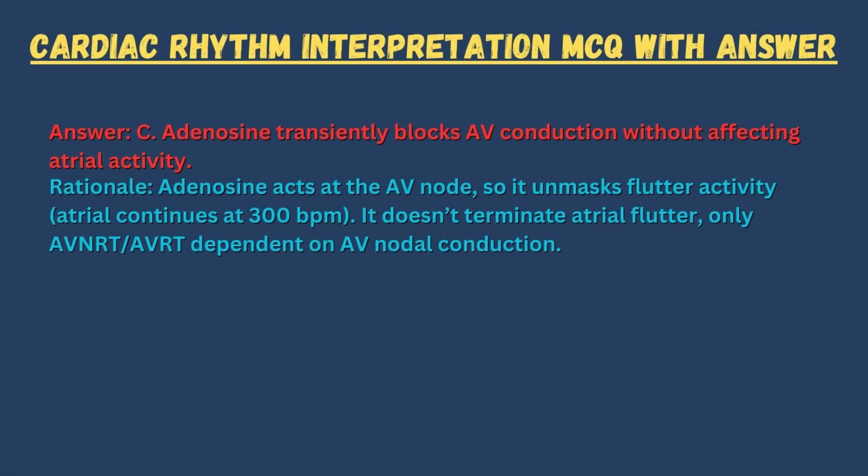Answer C. Adenosine transiently blocks AV conduction without affecting atrial activity. Rationale: adenosine acts at the AV node, so it unmasks flutter activity. Atrial activity continues at 300 BPM. It doesn't terminate atrial flutter, only AVNRT/AVRT dependent on AV nodal conduction.